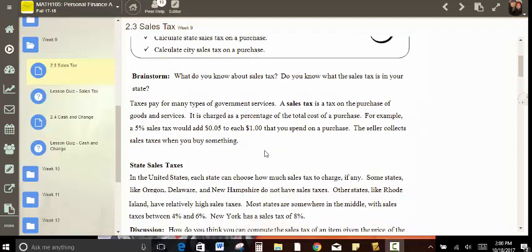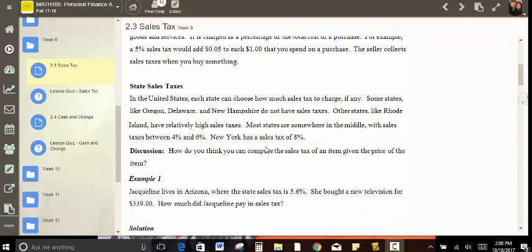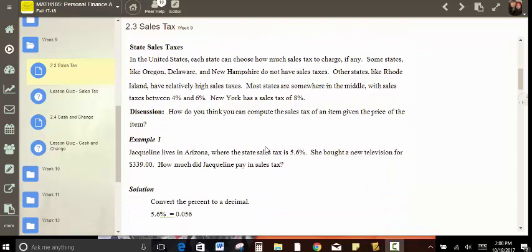Now on this assignment, it's asking you to sometimes add up the percentages of the state tax as well as the city tax. Now in Idaho, we don't have a different sales and city tax, it's just 6%. But in these examples, sometimes they do ask you to add the sales tax for the state as well as the city tax and then have a percentage.